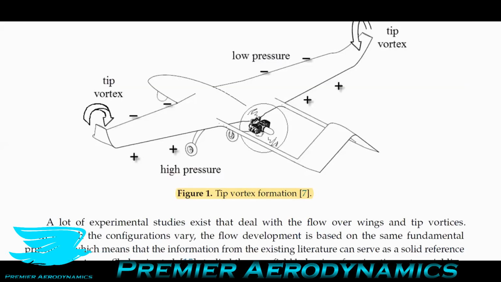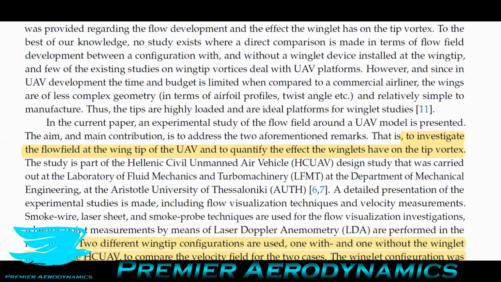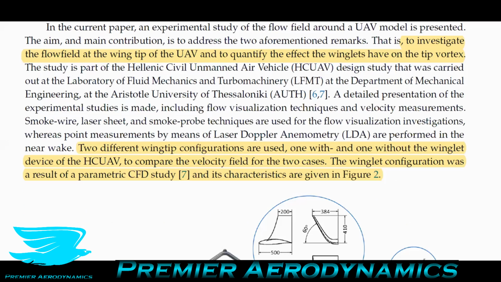So I have a picture here of the UAV with this wingtip vortex roll-up. It's what you just expect at the wingtips. You have pressure bleeding over from the high pressure to the low pressure side and creating this vortex. And they say that they looked at two different wingtip configurations, a wingtip without any winglet and one with a winglet.